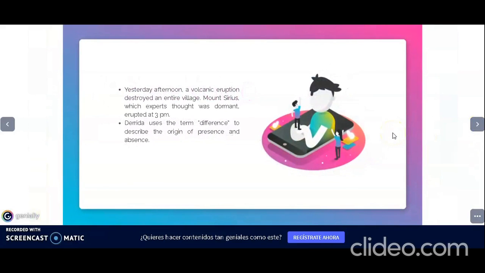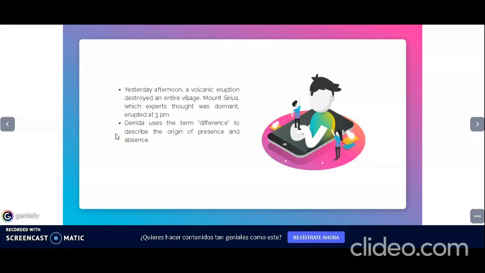On the one hand, the active voice can be our best ally when we want to write a light and friendly reading text. For example, yesterday afternoon, a volcanic eruption destroyed an entire village. Mountain Sirius, which was thought to be dormant, erupted at 3 p.m.